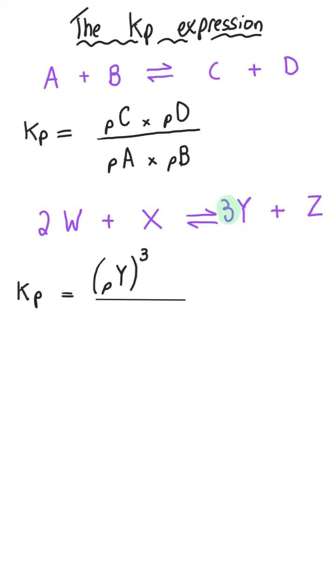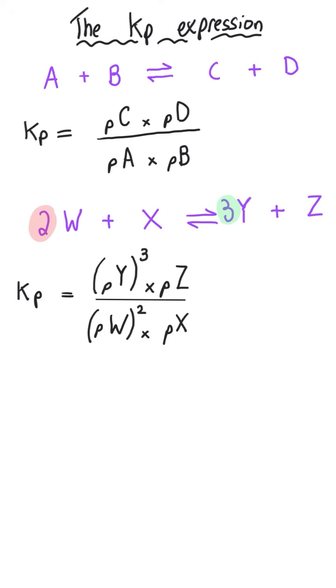Now, the best way to do this, to show that it is the term that is being cubed rather than that 3 maybe being the number of a particular atom present, is put a bracket around the partial pressure of Y and put the cube symbol on the outside of those brackets. This is then going to be multiplied by the partial pressure of Z, and then we're going to divide this by the reactants, so the partial pressure of W squared this time, again with those brackets, multiplied by the partial pressure of X.